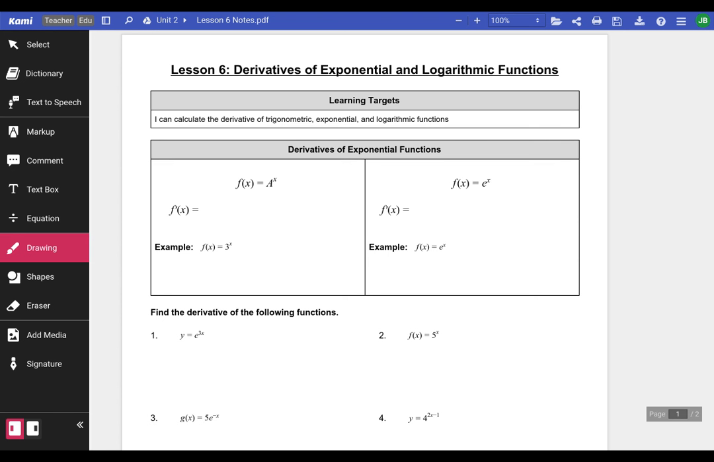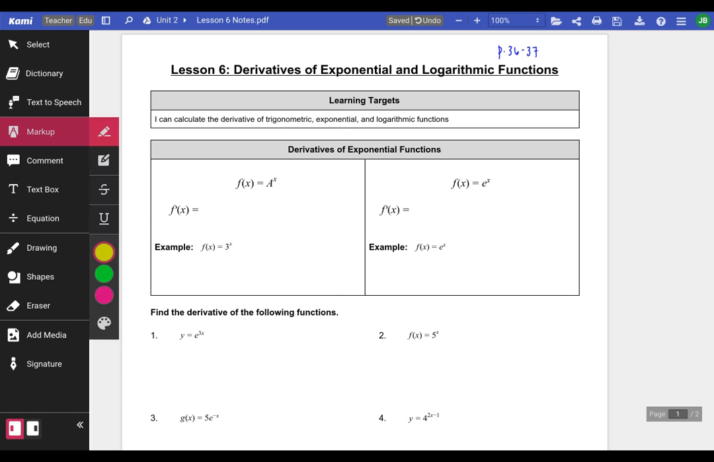Hi everybody. This video is going to cover the lesson 6 notes, which are on pages 36 to 37 in your notes packet. And for today, our target is I can calculate the derivative of, and here we're really focusing on exponential and logarithmic functions. So exponential and logarithmic functions are going to be the focus of today.